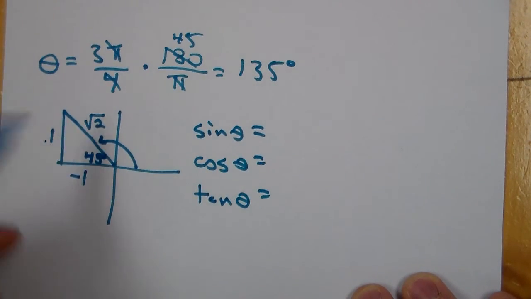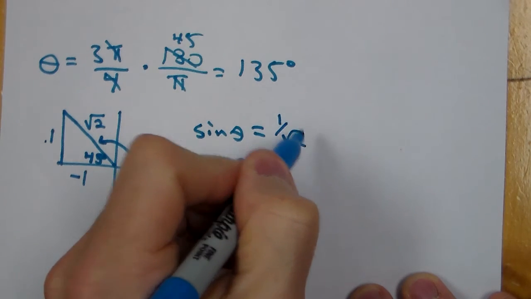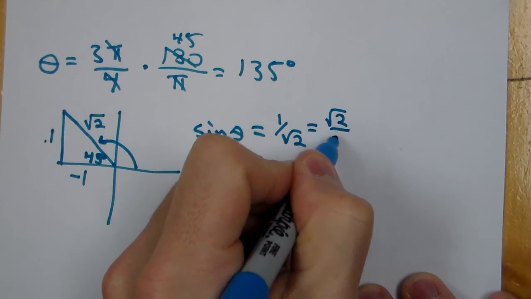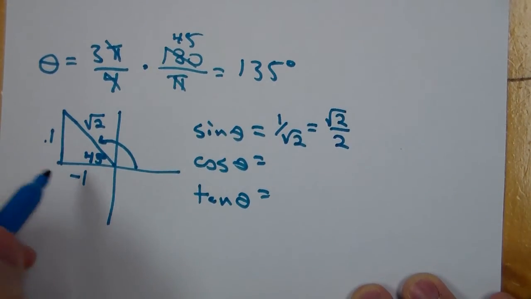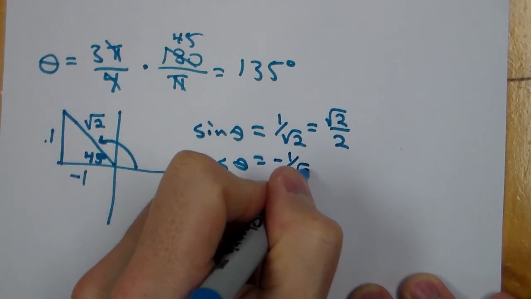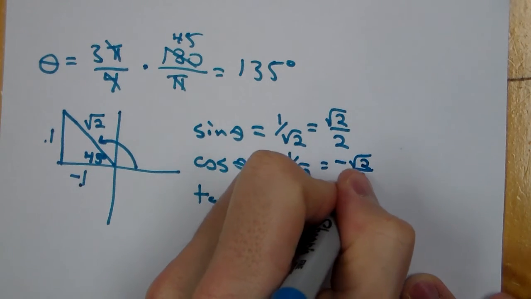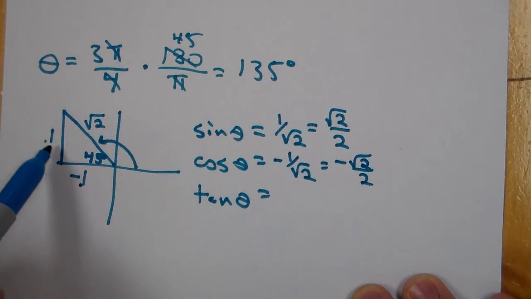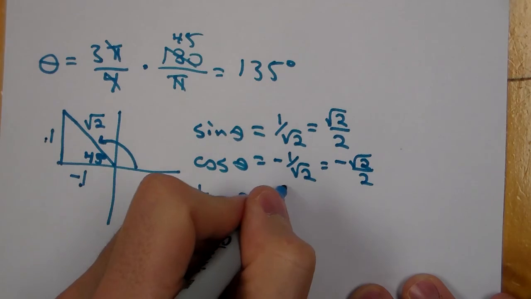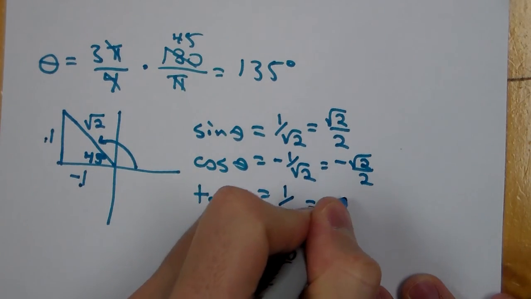Sine is opposite over hypotenuse. That's 1 over root 2, which we rationalize to be root 2 over 2. Cosine theta is negative 1 over root 2, adjacent over hypotenuse, which is negative root 2 over 2. And tangent theta is opposite over adjacent, 1 over negative 1, which is negative 1.